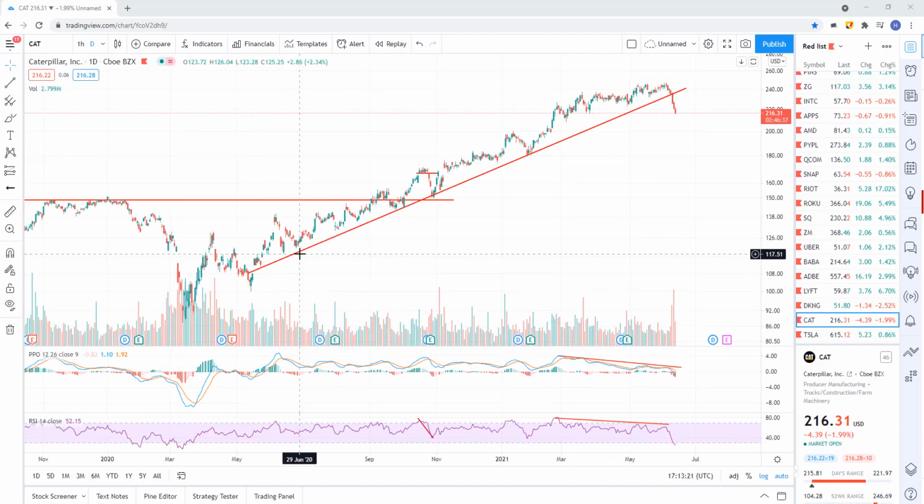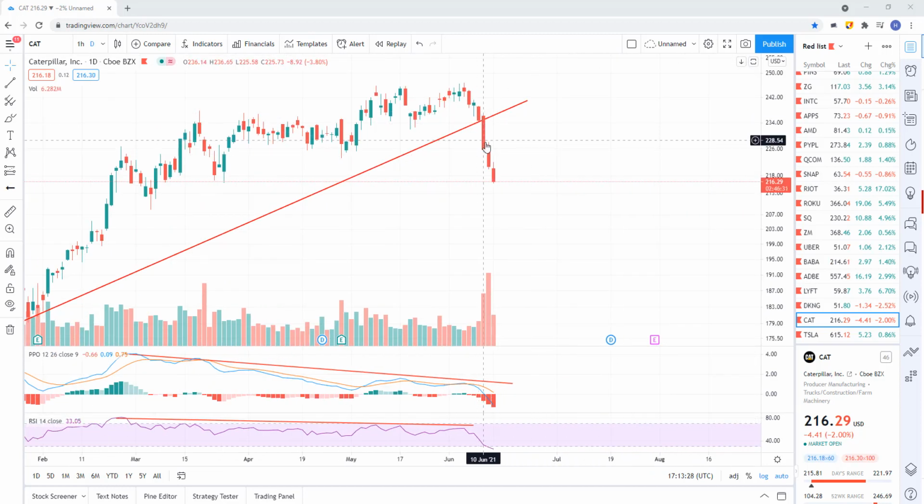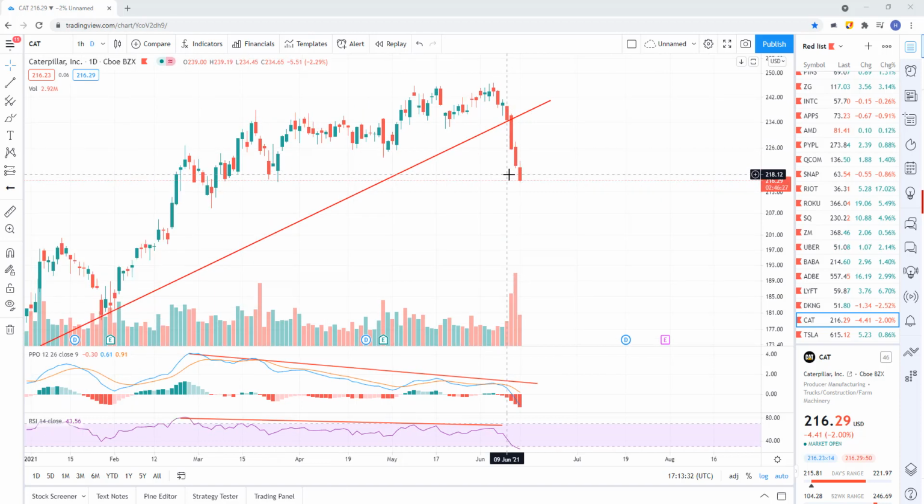Here's CAT, clear uptrend line right there. Negative divergence on the RSI and the PPO. You wait for a break or a sell signal. There it is, and it's just impulsive. I mean, that's impulsive selling, just straight down.